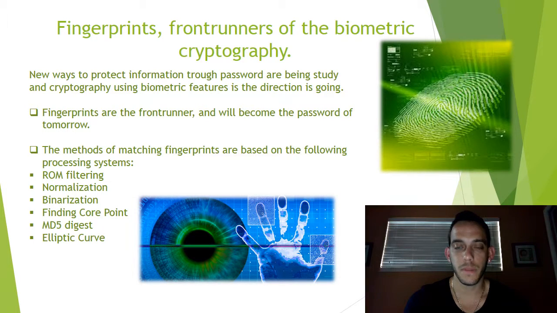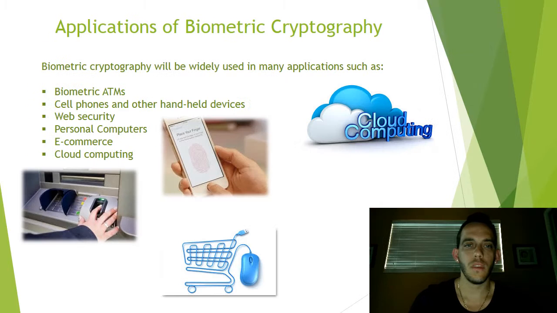Elliptical curve cryptography as an approach to public key cryptography based on the algebraic structures of elliptic curves. The main advantage of this elliptic curve cryptography over the traditional cryptography is that provides more security with keys of smaller size. Lastly, some biometric cryptography are already in use, but they will be widely used in many applications such as biometric ATMs, cell phone and other handheld devices, web security, personal computers, e-commerce, and cloud computing.